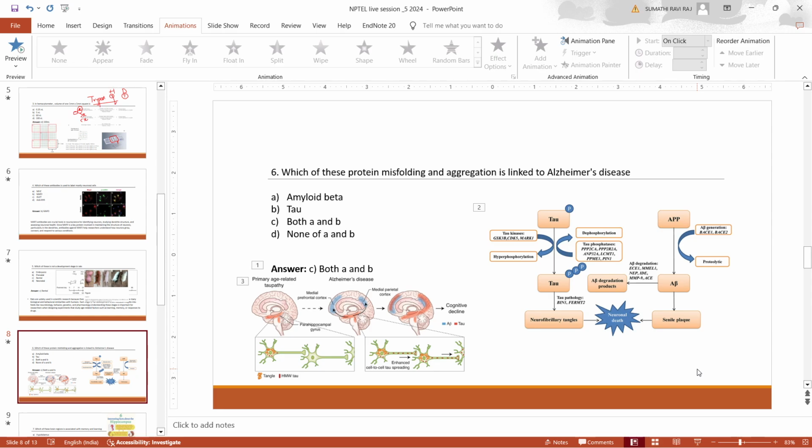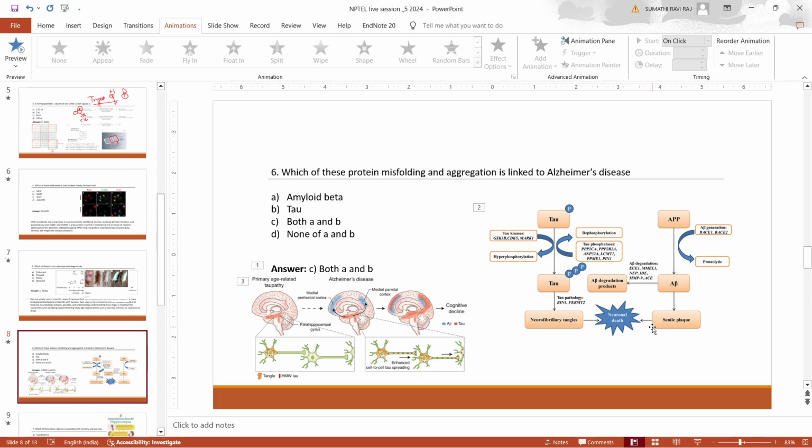So when you have misfolded proteins, they generally aggregate because they lose their function. If they are signaling proteins, their signaling pathways are affected. If they are structural proteins, the structural integrity of the cell or the region will be lost. If they are enzymatic proteins, then the activity of the protein will be lost. And in all these cases, it affects the cell in many different ways.